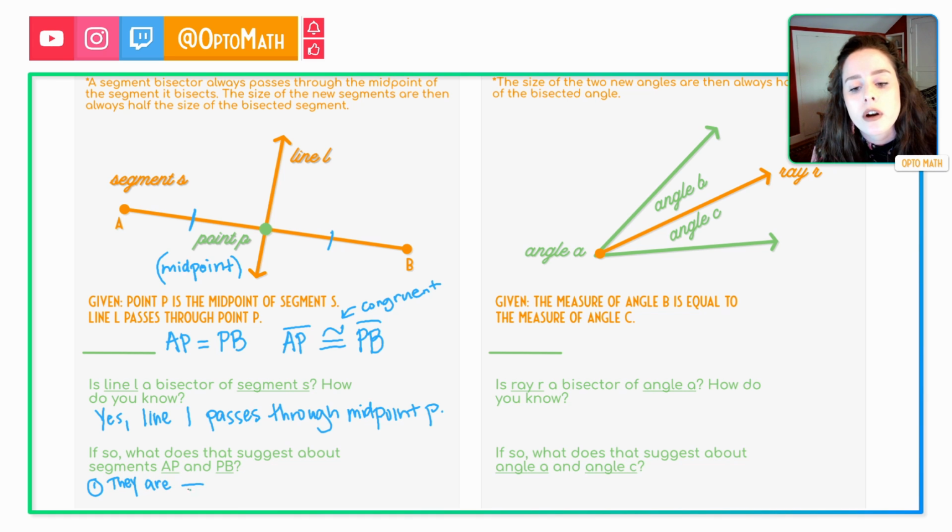And I'm not going to write the word, I'm going to draw the symbol because it's a little easier. And the second thing, they are half the length of the total segment, which is segment S. Segment S is written as segment S, and it can also be called AB.